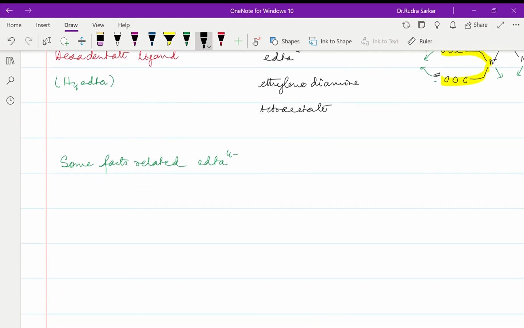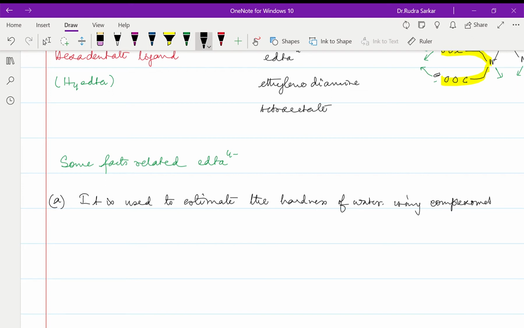Now, first of all, this ligand is used to estimate the hardness of water. I will discuss this separately, using complexometric titration.